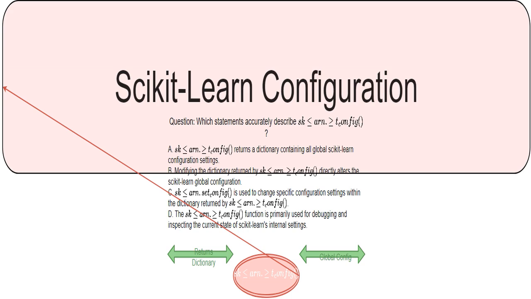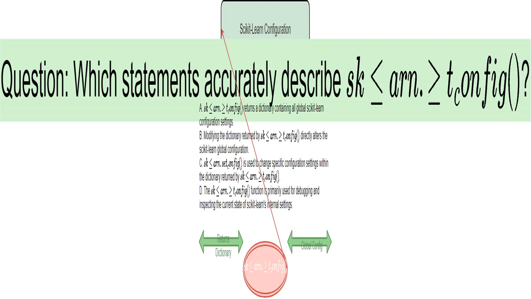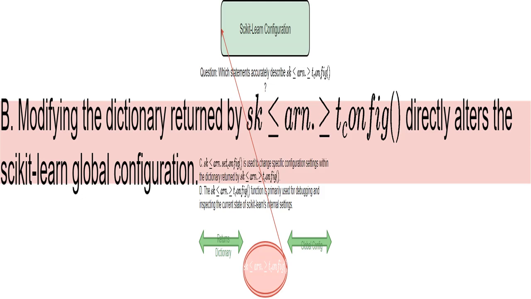Let's dive in. This is a correct statement. As we already discussed, the function returns a dictionary of settings. This statement is incorrect. You cannot change the global configuration by directly editing the dictionary. You must use Sklearn.set_config to modify the settings.